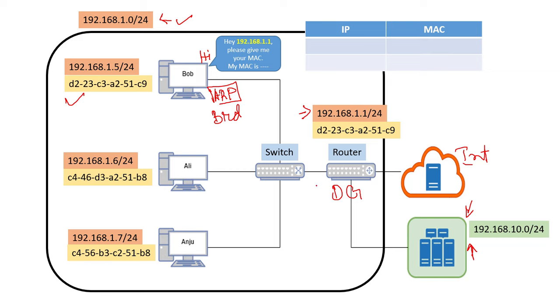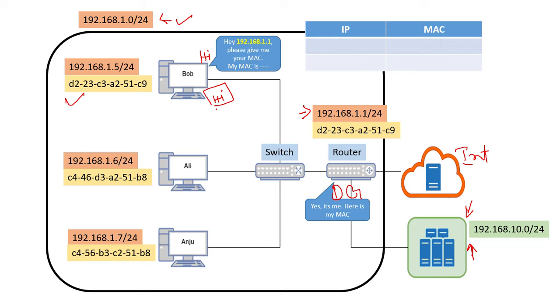The router will receive this broadcast message. This broadcast will be received by all the connected devices, because broadcast is the special message which is sent to all the devices. Ali will receive it and discard it. Anju will receive it and discard it. The router will receive this message and it will say, hey, yeah, it's me, and here is my MAC. The router will send the MAC address to Bob, and now Bob will forward the message to the router.